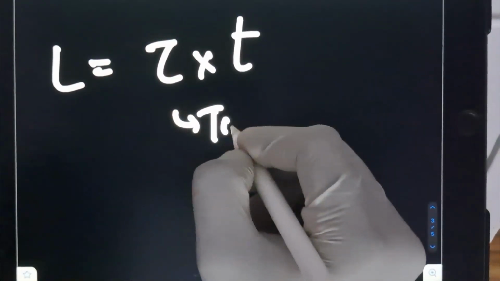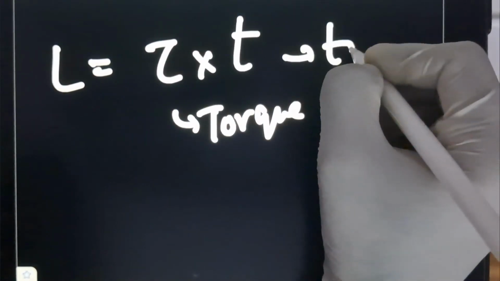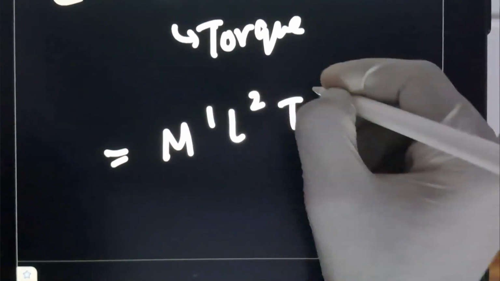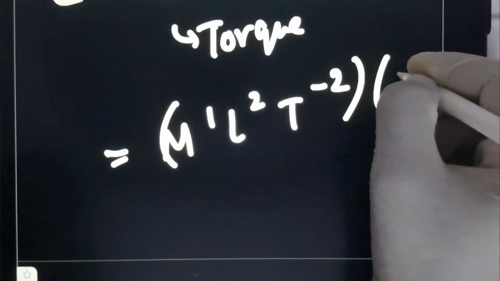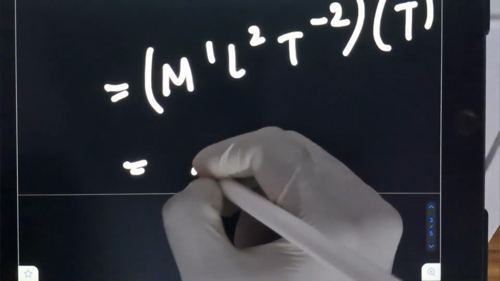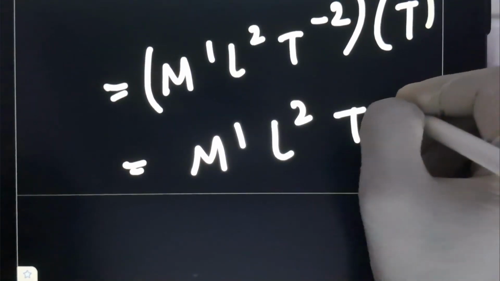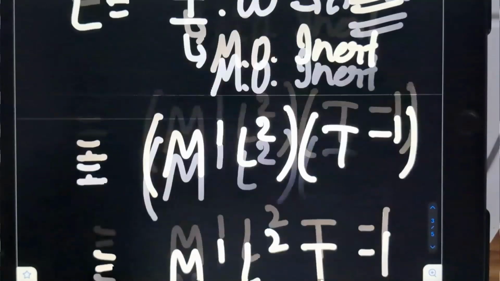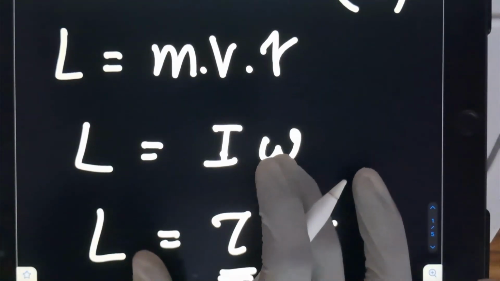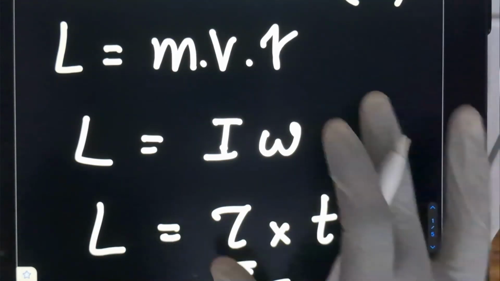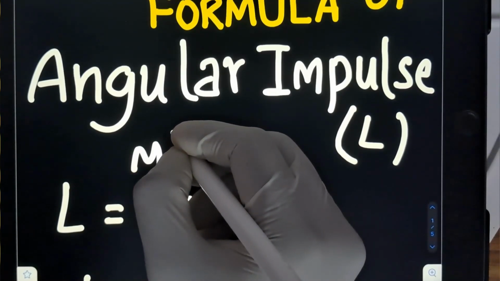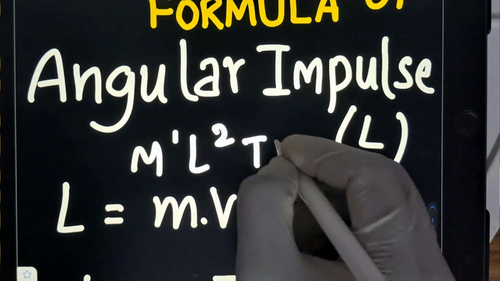L is equal to torque into t, where t represents time. Now the torque dimensional formula is M power 1 L power 2 T power minus 2 and time t. So here on cancellation we get M power 1 L power 2 T power minus 1. We can derive the angular impulse by using any of these three formulas. If you know one formula, you can derive the angular impulse dimensional formula easily. The dimensional formula of angular impulse is M power 1 L power 2 T power minus 1.